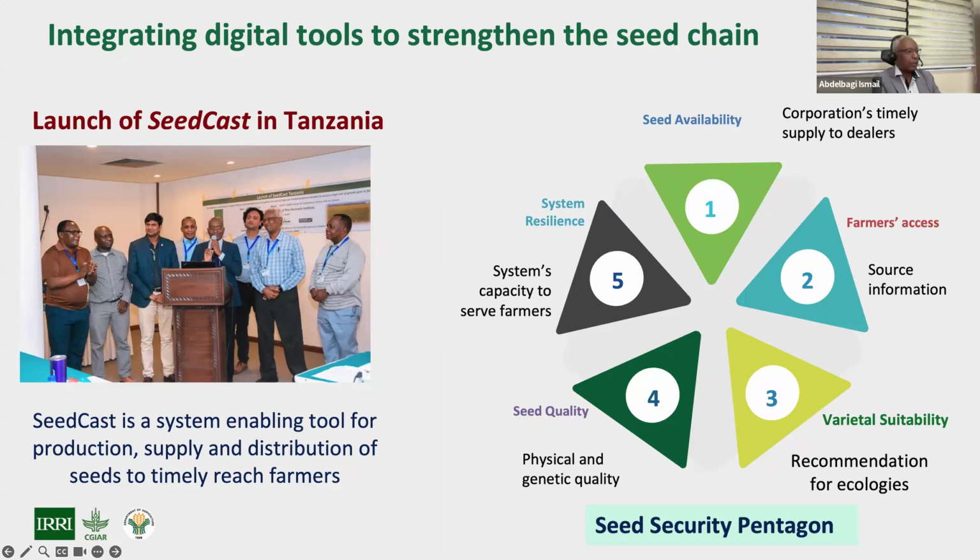This app actually is quite efficient now. Even the governments are using it to have a database of their farmers and make sure that they know which varieties are moving faster and focus more on them. So all these digital tools are becoming extremely important as part of the delivery system.